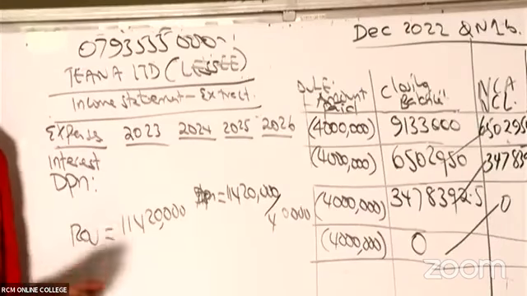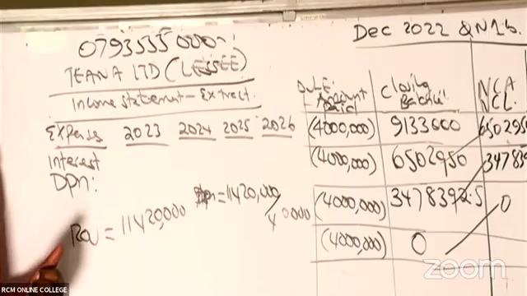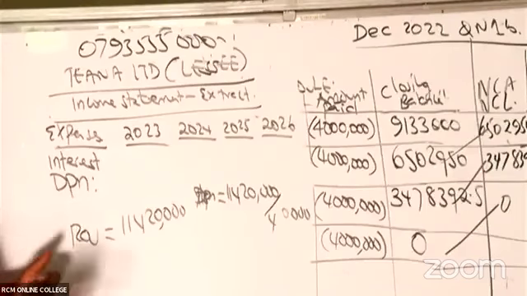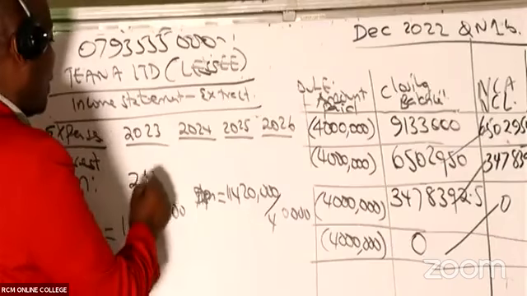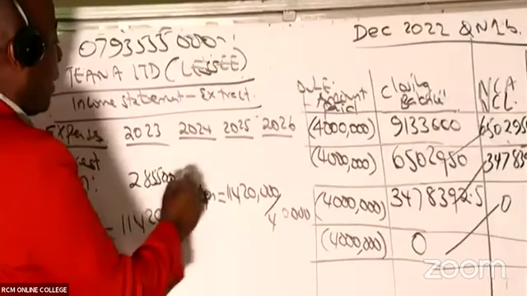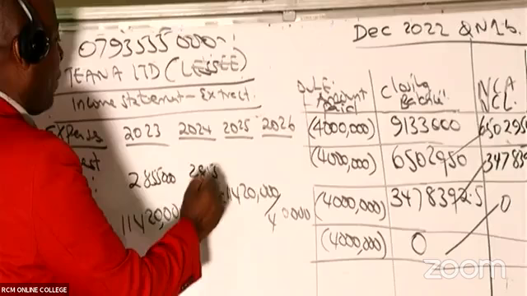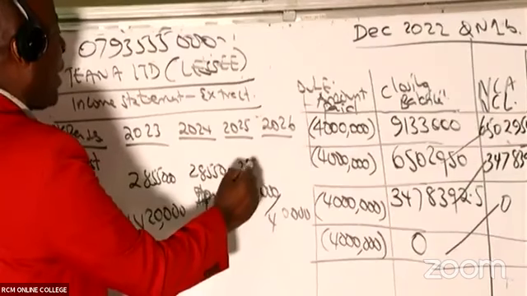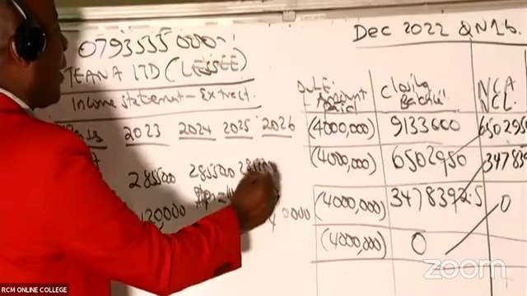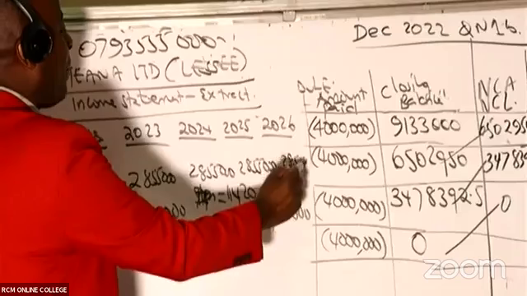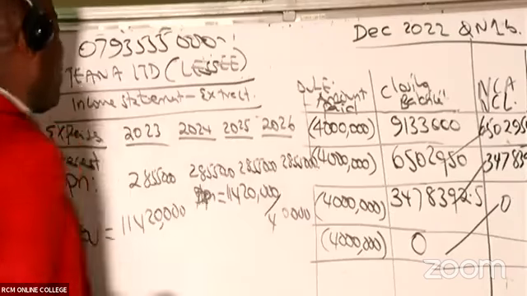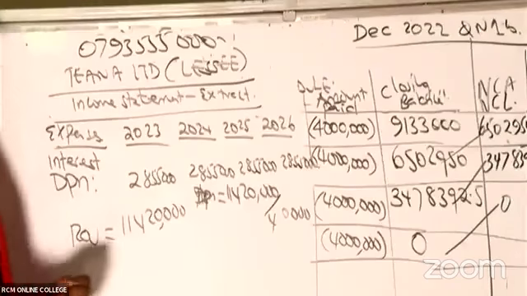Which in this case was able to give us how much? 2,855,000. So this 2,855,000 is what you write here, like that, because it is straight line. The same amount throughout. So, are we together up to here?